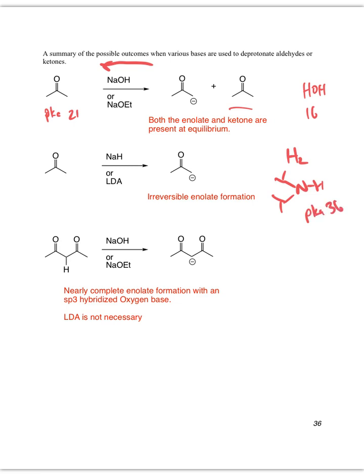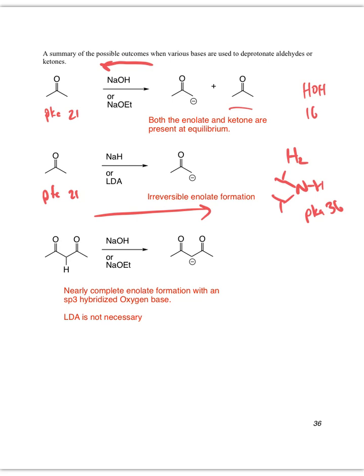So if the pKa for the carbonyl is 21, these are going to be irreversible, because the difference in the pKa is so strong, it's going to form the enolate and not be able to go back to the starting ketone based on the difference in pKa's of those reactions.